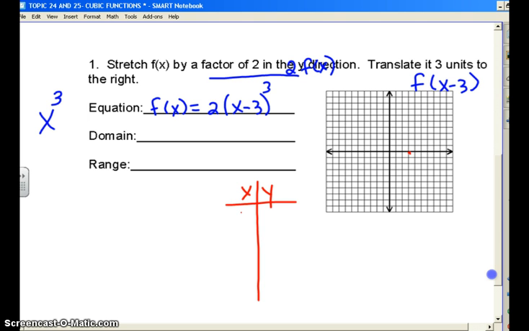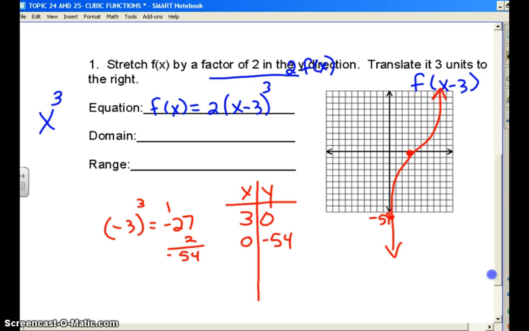So let's look at that. x and y. Put x equals 3 in there. What's 3 minus 3? 0, and 0 times anything is 0, so the point is (3, 0). Let's go ahead and take a number to the left. Let's try 0. What's 0 minus 3? Negative 3 cubed, negative 3 to the third power. 3 times 3 is 9 times 3, so negative 27 times 2, so negative 54. So 0, negative 54. So it's going to come around like this, isn't it? I'm just going to leave it at that for now.